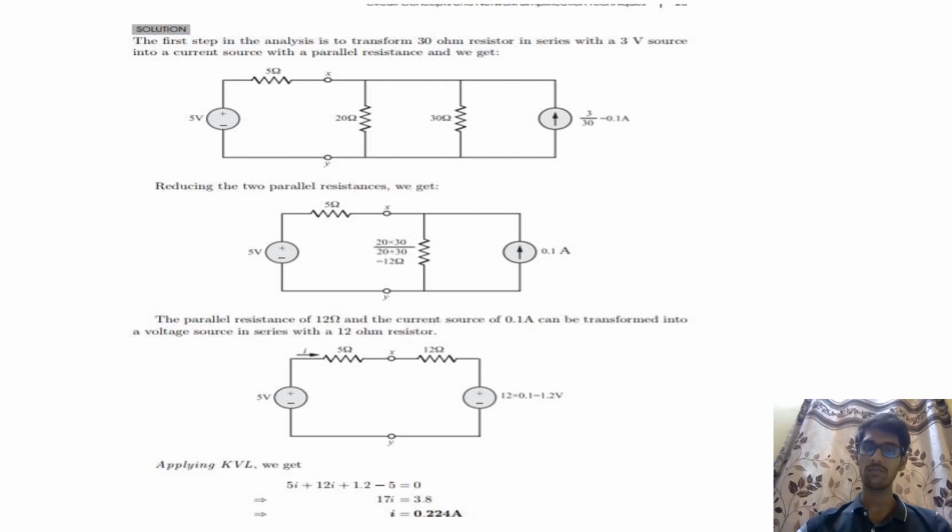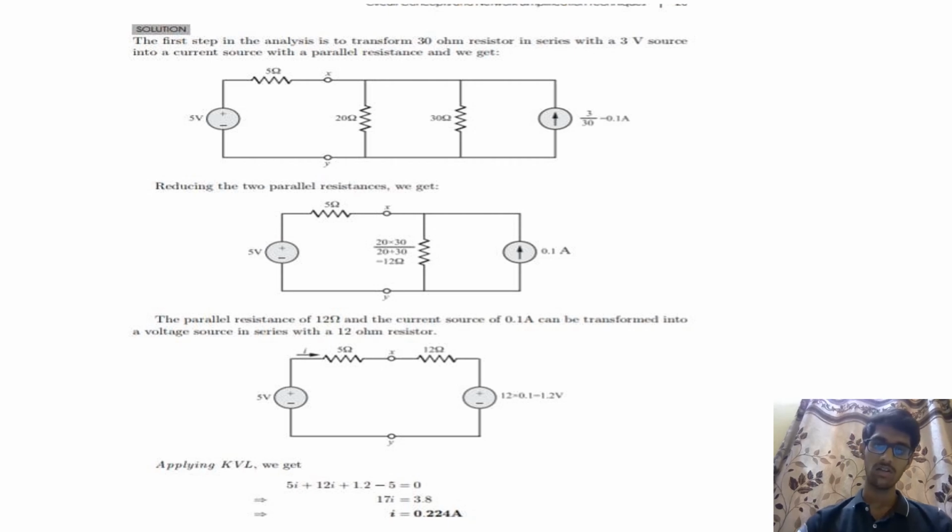We will further simplify the resistors to a single parallel resistance. We use the formula R1 into R2 divided by R1 plus R2. R1 is 20 and R2 is 30 ohms. So the calculation is 20 into 30 divided by 20 plus 30, which equals 12 ohms, as shown in the second figure of the solution.